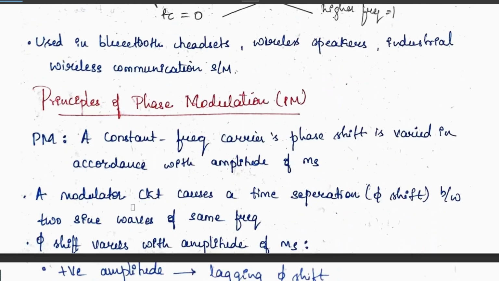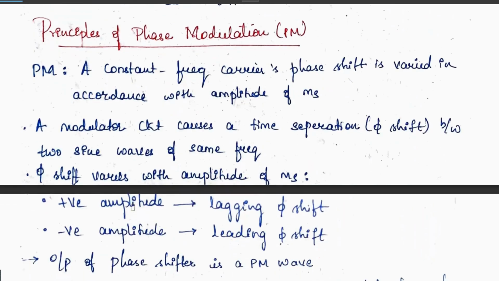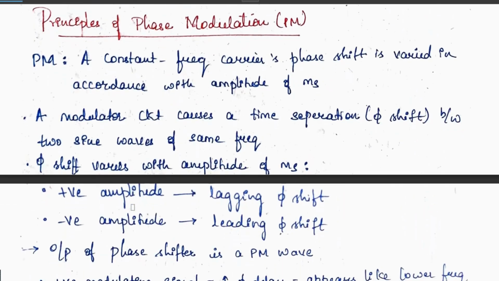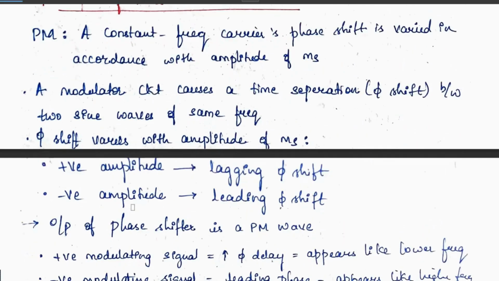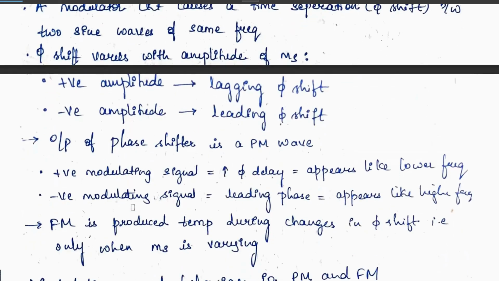Next are the principles of phase modulation. In PM, a constant frequency carrier has its phase shift varied in accordance with the amplitude of the modulating signal. A modulator circuit causes a time separation, that is a phase shift, between two sine waves of the same frequency. So the phase shift varies with the amplitude of the modulating signal. If it is a positive amplitude, it is a lagging phase shift. If it is a negative amplitude, it is called a leading phase shift. The output of the phase shifter is a PM wave. A positive modulating signal increases the phase delay and hence appears like a lower frequency. A negative modulating signal gives a leading phase and, as I said, appears like a higher frequency.